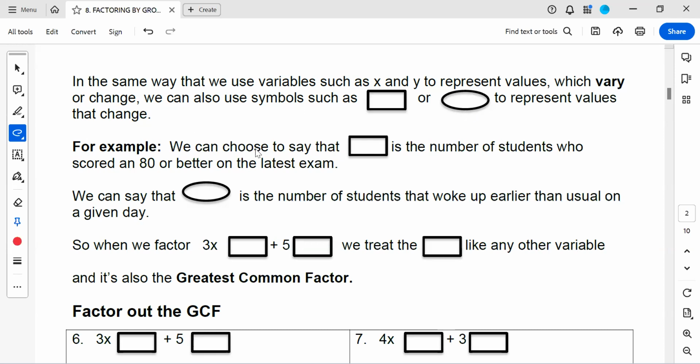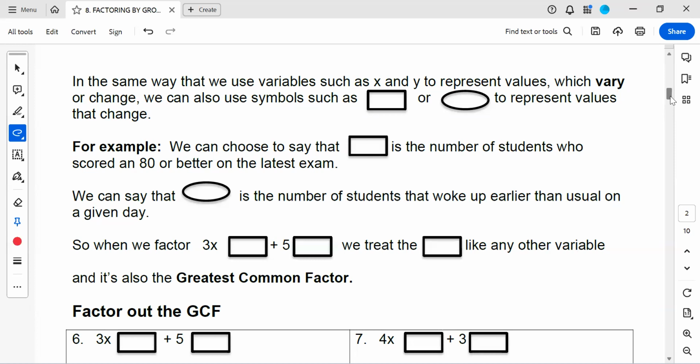For example, we can choose to say that rectangle is the number of students who scored an 80 or better on the latest exam. We can say that oval is the number of students that woke up earlier than usual on a given day. So we can factor 3x times rectangle plus 5 times rectangle. We treat the rectangle like any other variable.